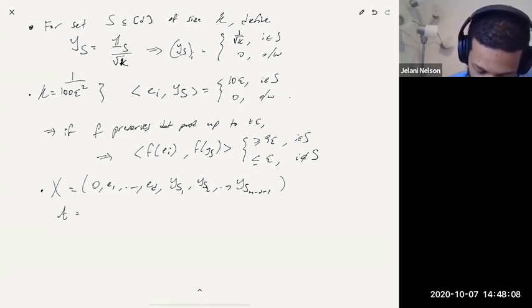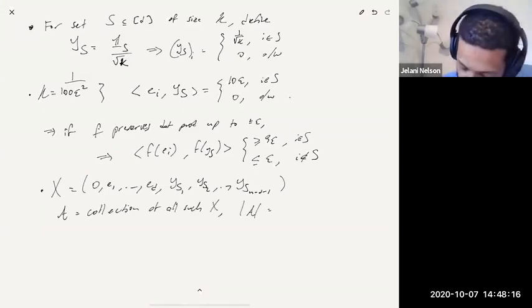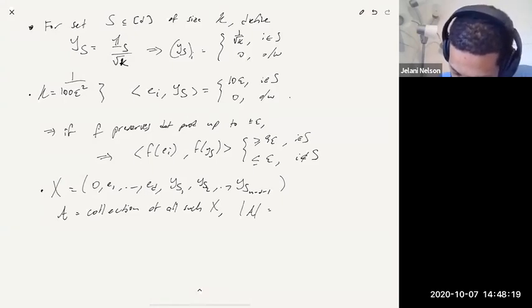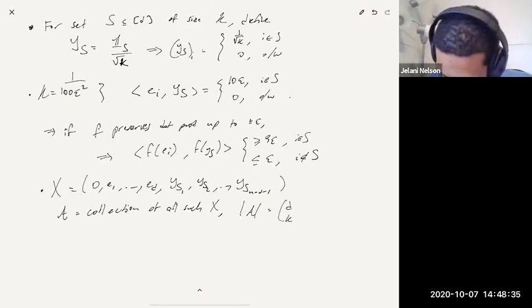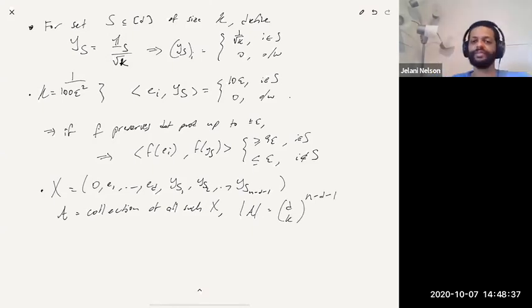And A is the collection of all such X. So notice that the size of A is equal to basically, the first D plus 1 vectors are fixed. They're just 0, E1 up to ED. How many possibilities are there for YS? There are D choose K, because you have to tell me which things are going to be in S. So D choose K raised to the N minus D minus 1. That makes sense?